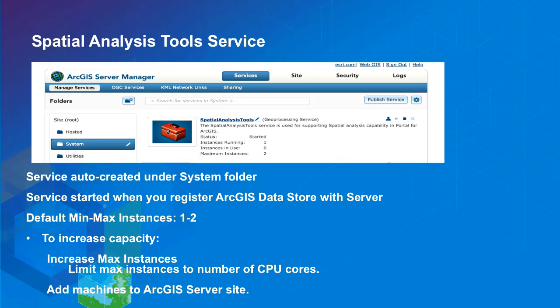So if you want to increase the capacity of spatial analysis tools, you may want to increase the max instances on this service. You can access this service from manager if you're logged in as an administrator or publisher, and then you can increase the maximum number of instances for the service. One thing you may have to be careful about is, this is CPU intensive, so you may want to make sure that you're not increasing this max instance to a number where you may not have enough CPU cores available. Another option is you could add an additional machine to your hosting server side if you want to increase capacity.